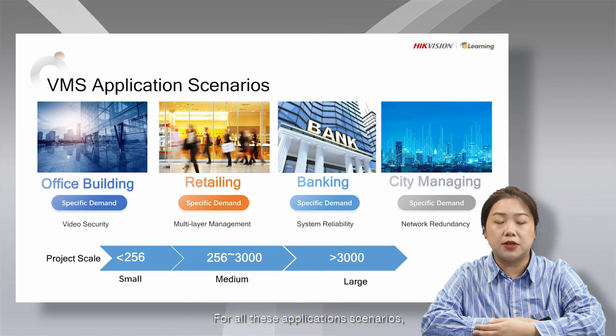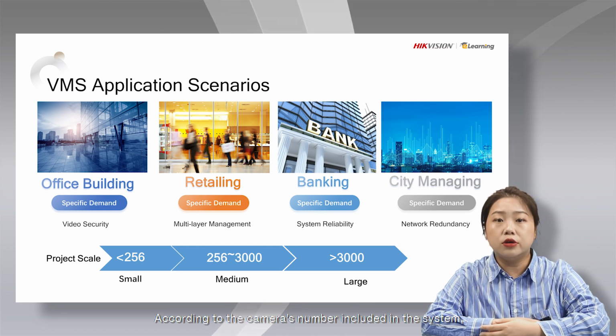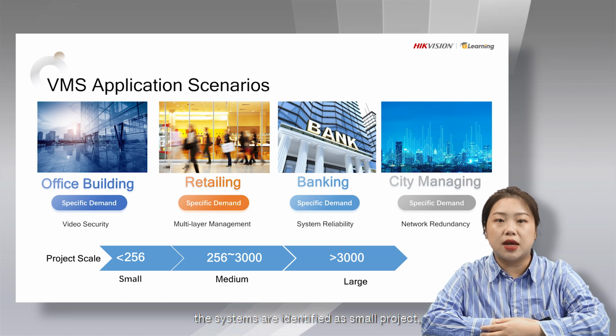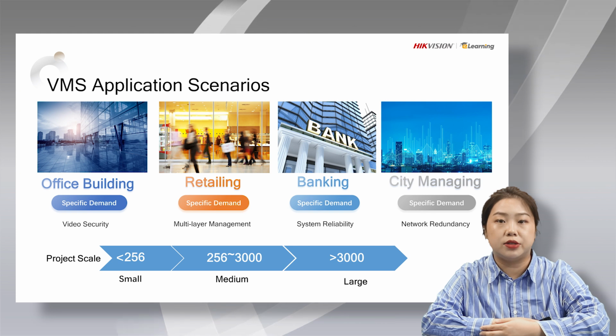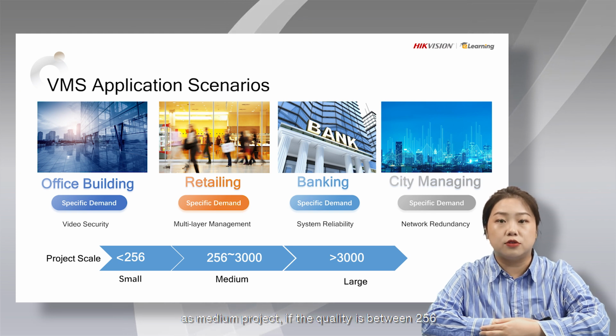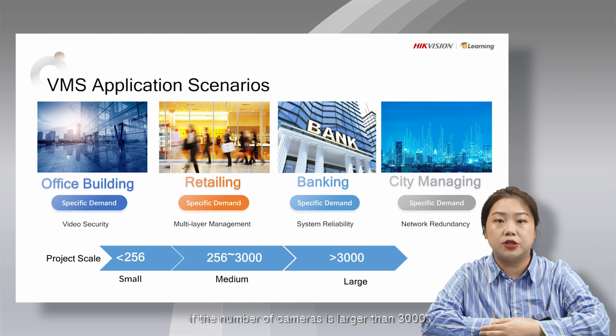For all these application scenarios, the project size can vary from very small to large. According to the number of cameras included in the system, the systems are identified as small projects if there are fewer than 256 cameras, as medium projects if the quantity is between 256 and 3,000, and as large projects if the number of cameras is larger than 3,000.